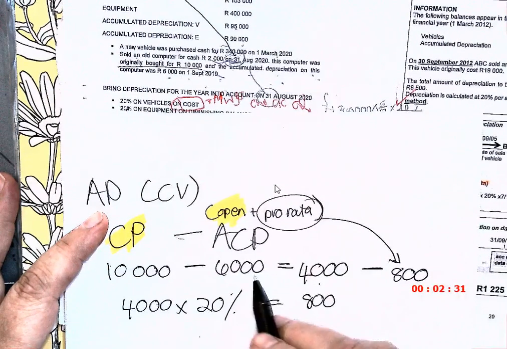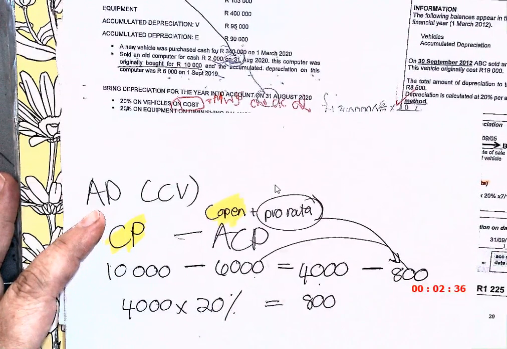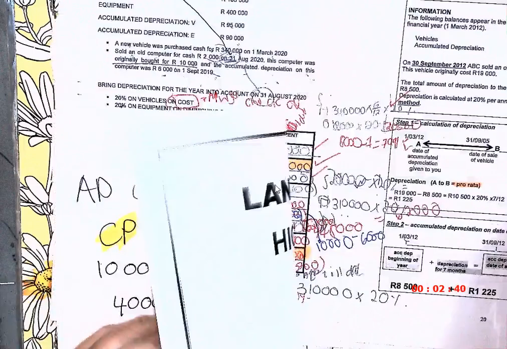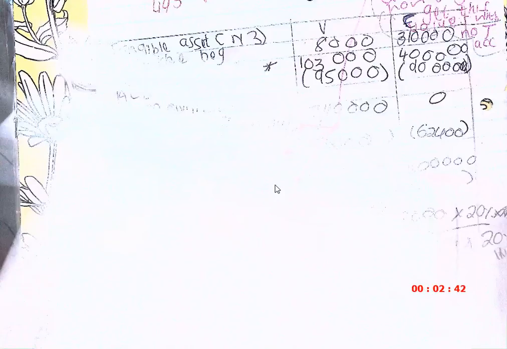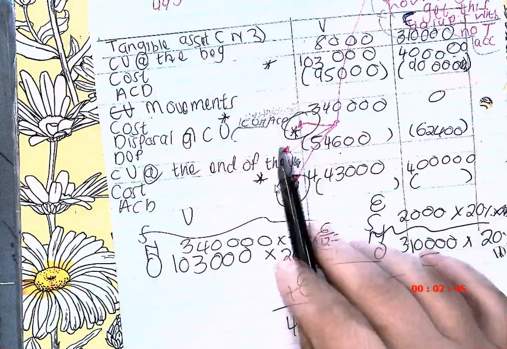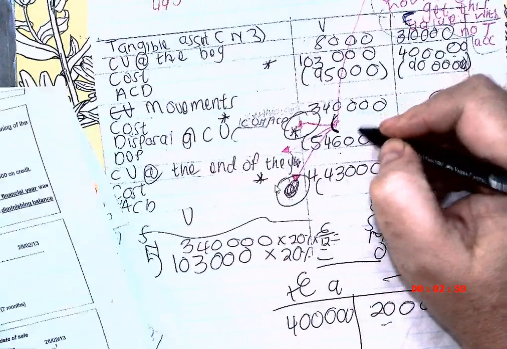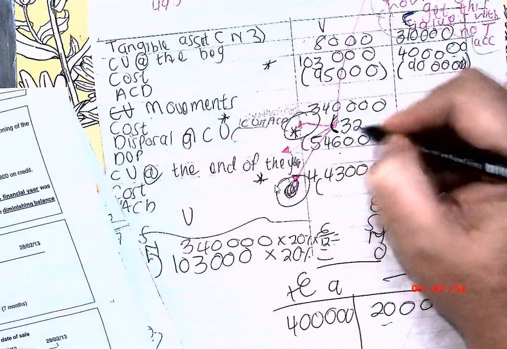Can you see in the end, I subtracted 6,800. Okay, and that's how I get to the carry value in here. Where is your carry value? Here. This carry value here is going to be 3,200.